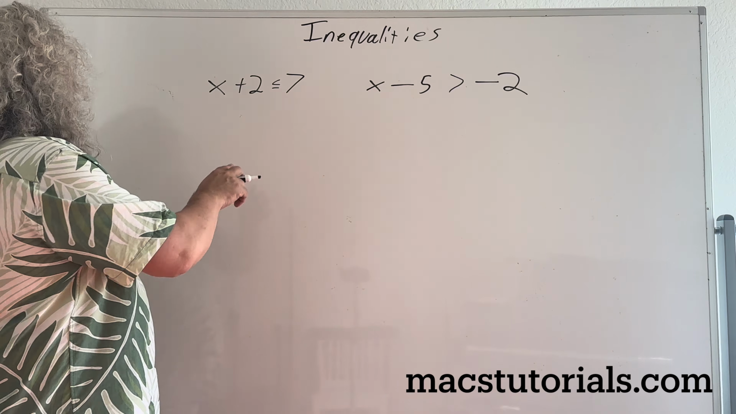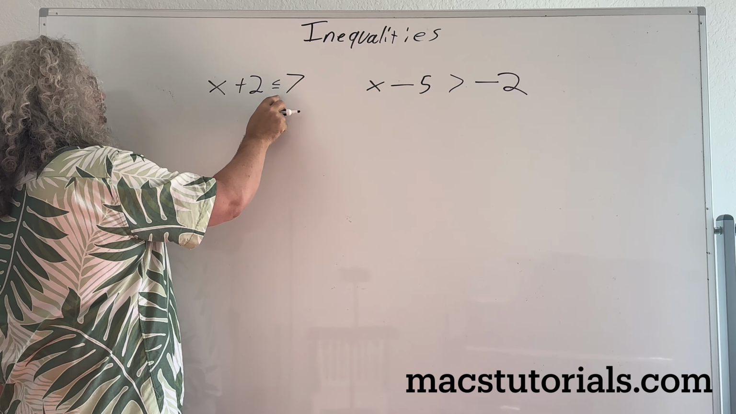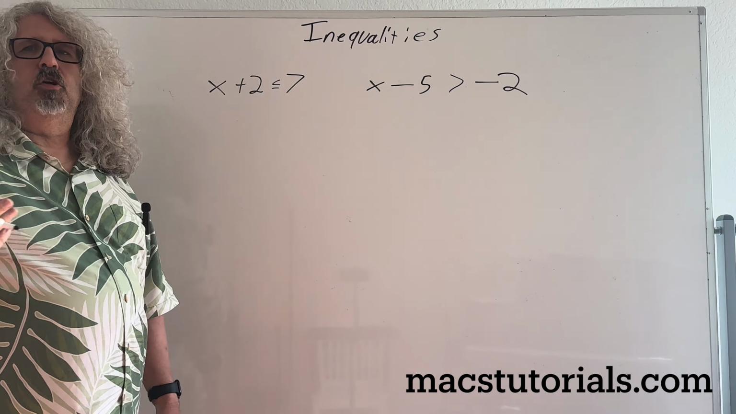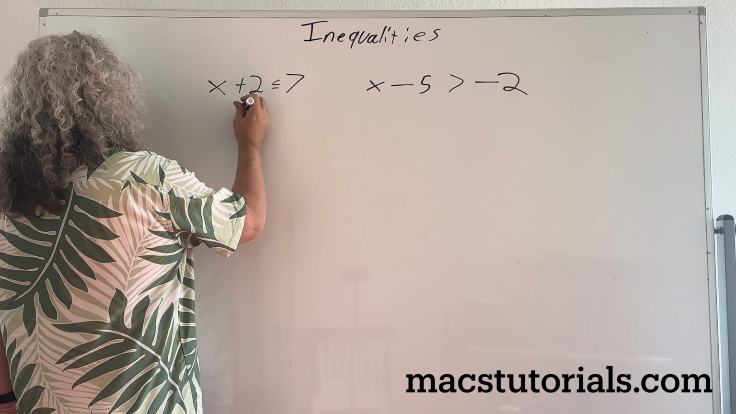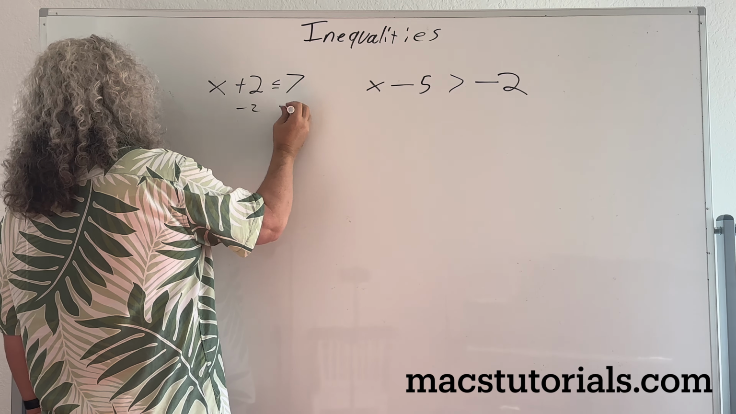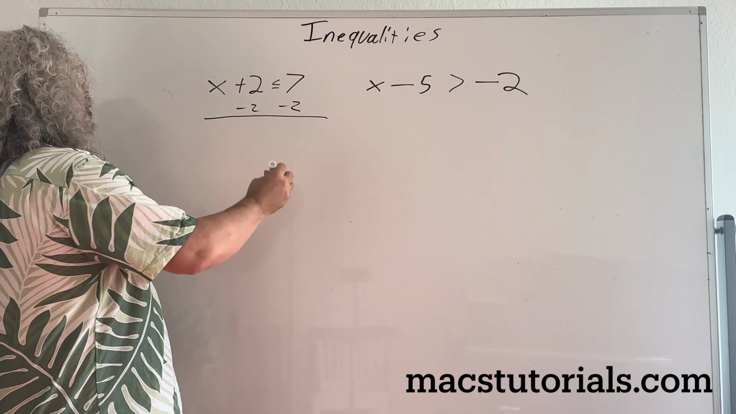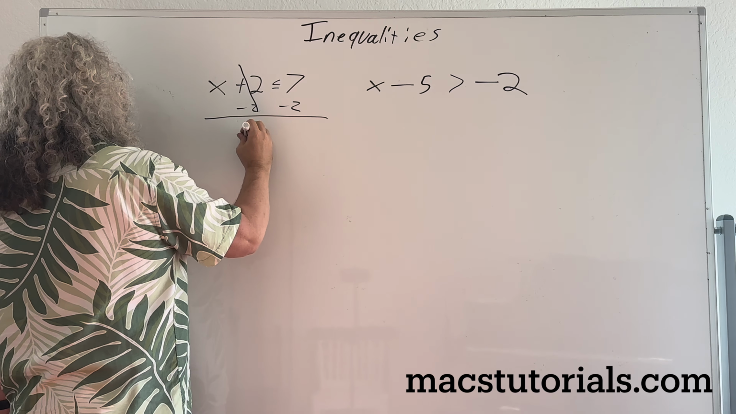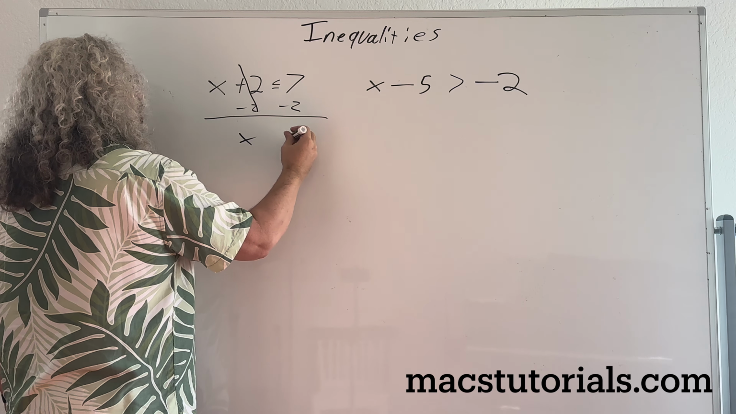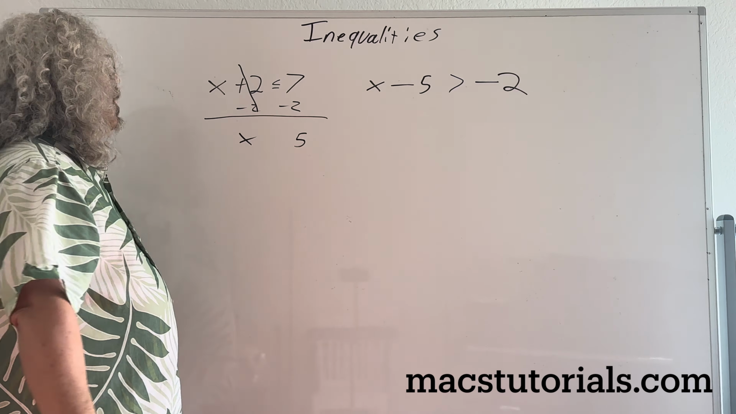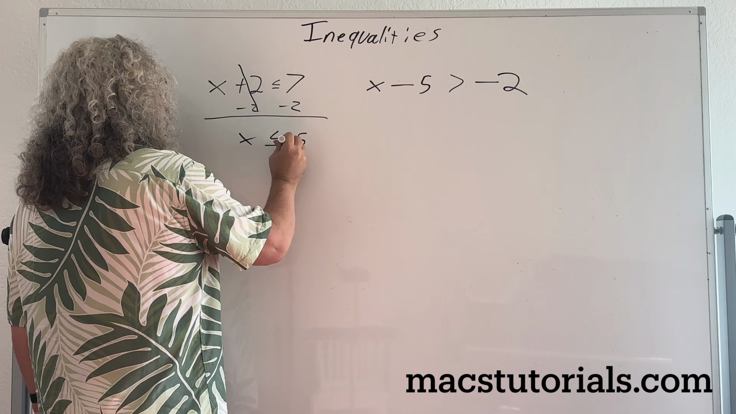So now, what I'm going to do here, x plus 2 less than or equal to 7. Well, what would you do if it said equals 7? You'd go minus 2, minus 2. That's what you're going to do here. You're not going to change a thing. You're going to solve it like it's a normal problem. The 2's go away, they become 0, x, and that becomes 5. What do I do with the sign? The answer is you just copy it.